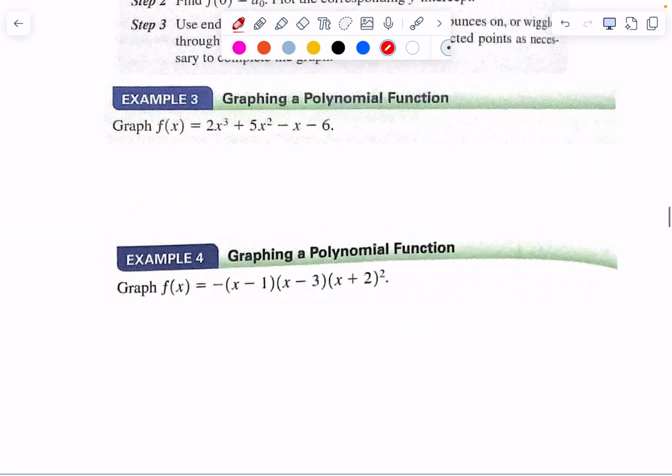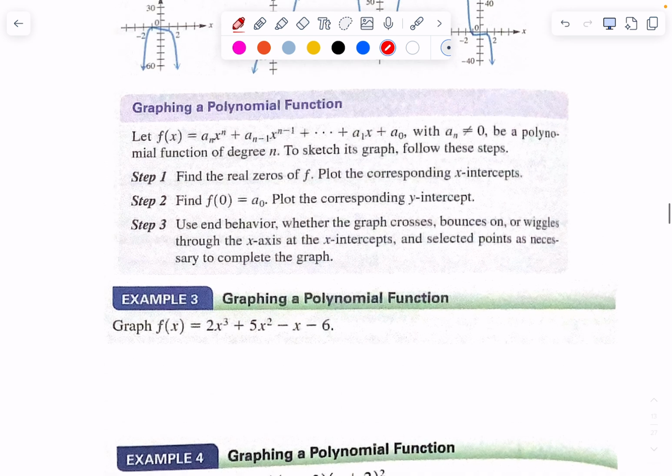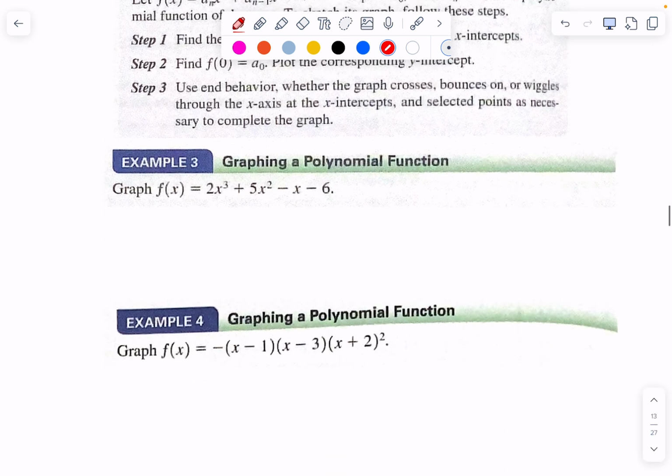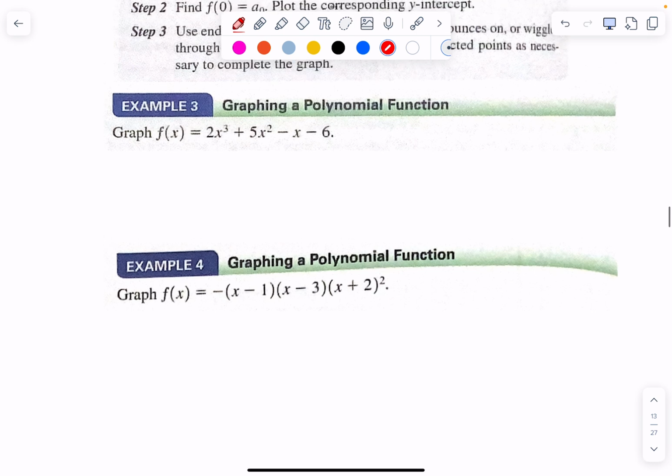Okay, let's do a couple of these and then we'll stop here quick. Actually, I want to do example 4 before I do example 3. Can we do that?